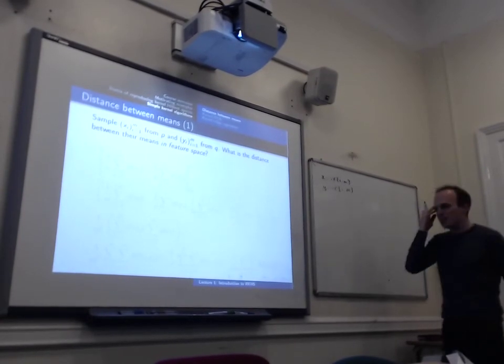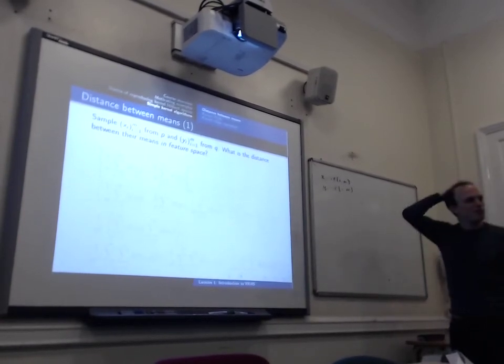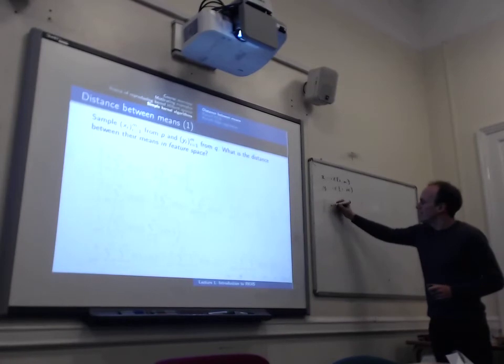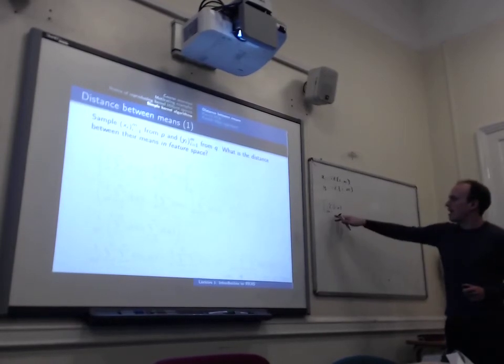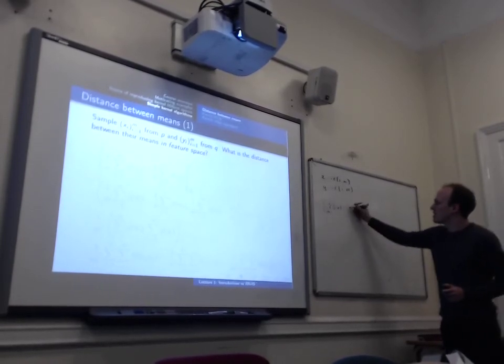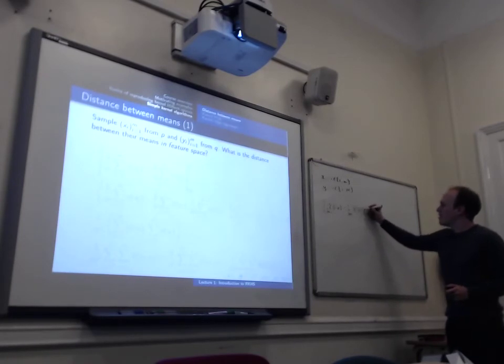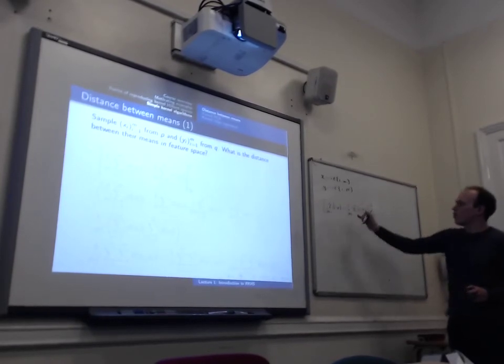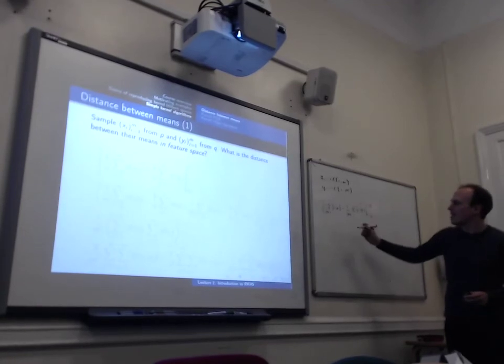I'm going to show that you can find the distance between the means without ever having to evaluate these sort of infinitely large features. So the trick is that you've got 1 on m, sum over i, phi of xi, that's the mean of the x points in feature space, minus 1 on m, sum over i, phi of yi. And let's say I'm going to take the squared norm of the distance between these means.